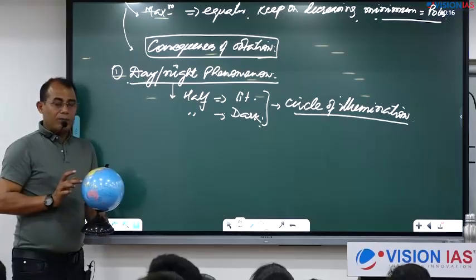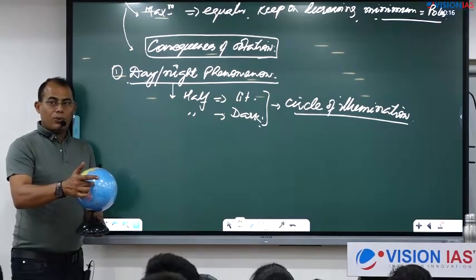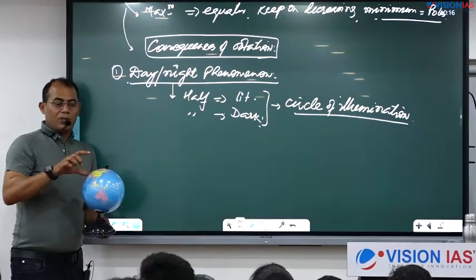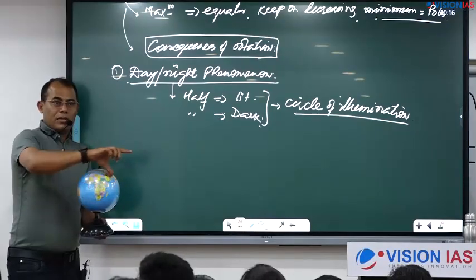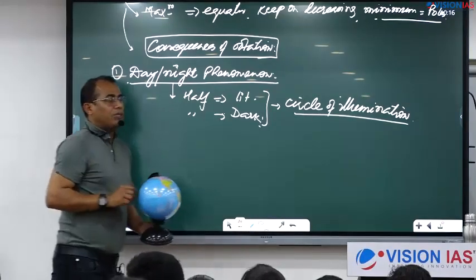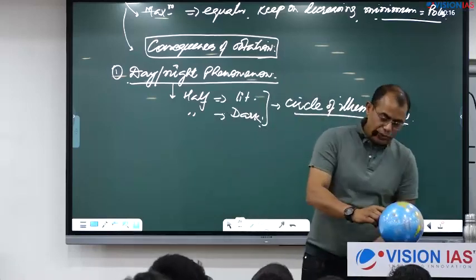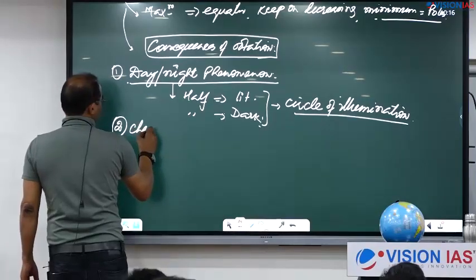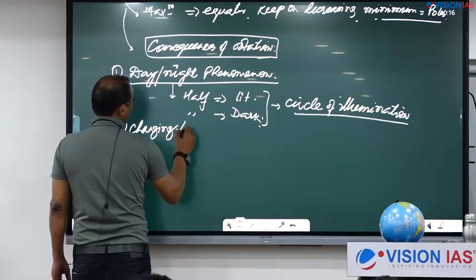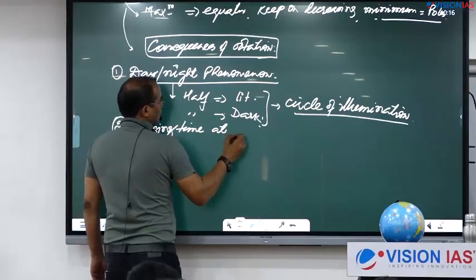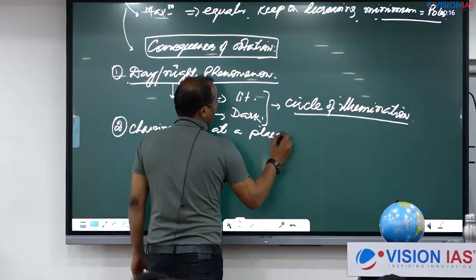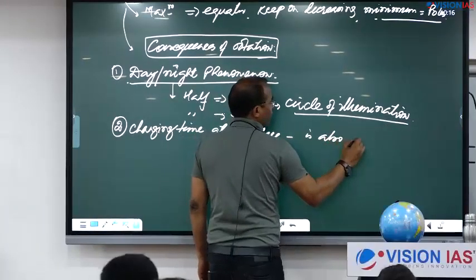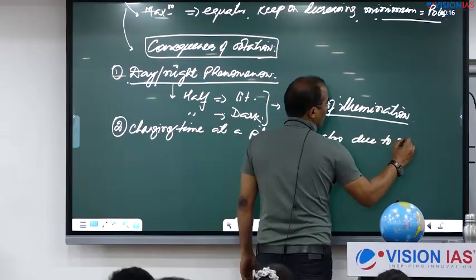Right now see the rotation: morning, noon, evening, midnight. Now this morning will be transferring into noon, evening, night. So the change in the time of a place is also due to rotation. Changing time at a place is also due to rotation.